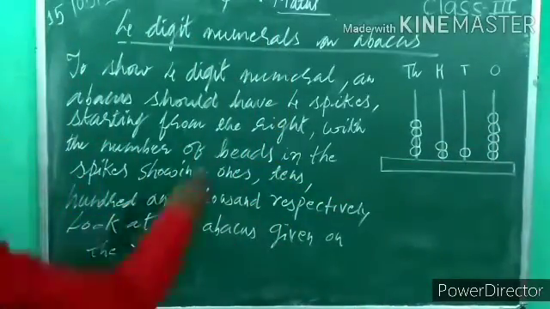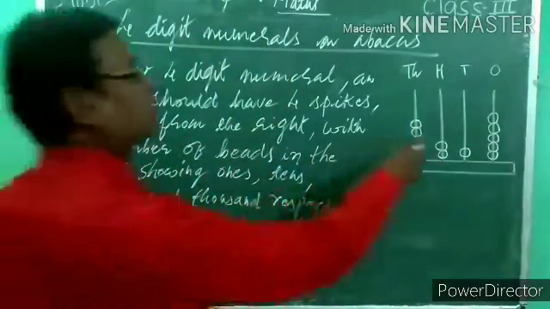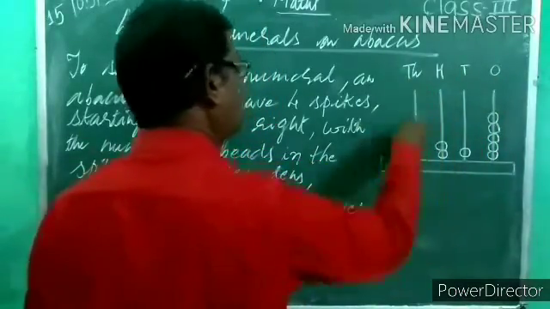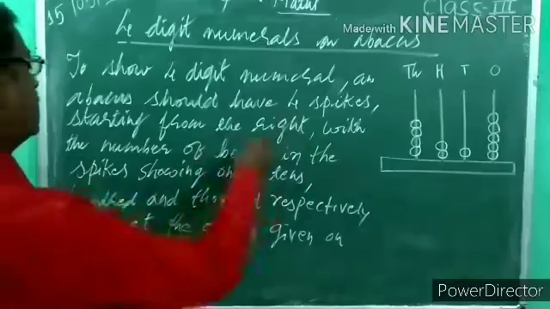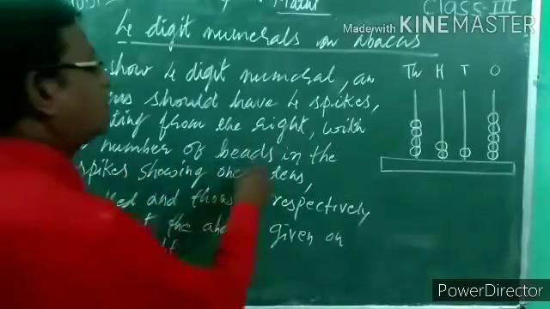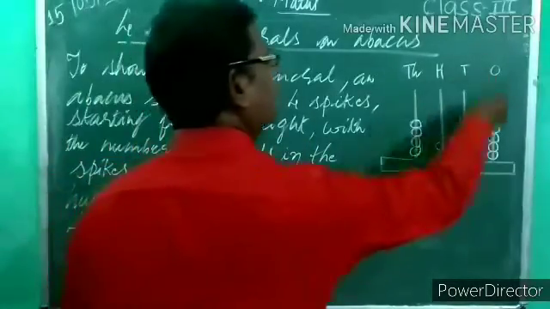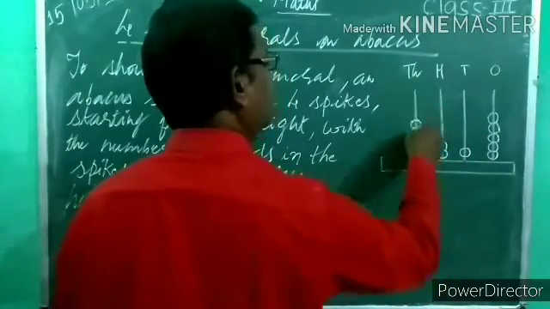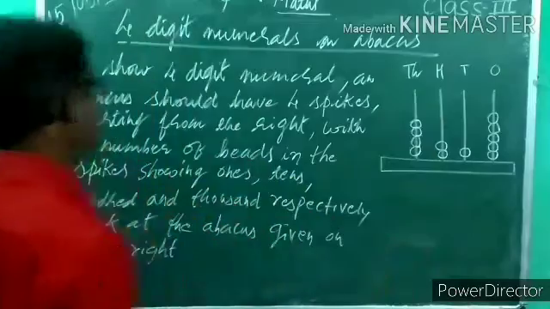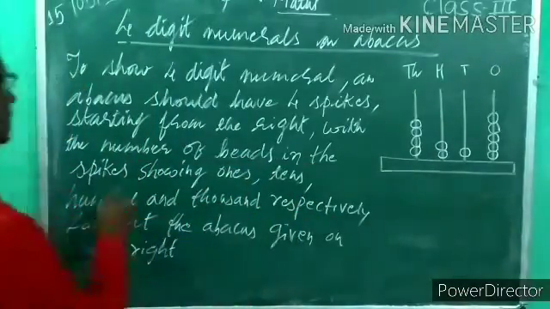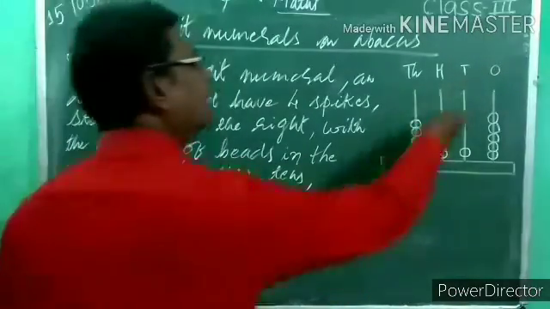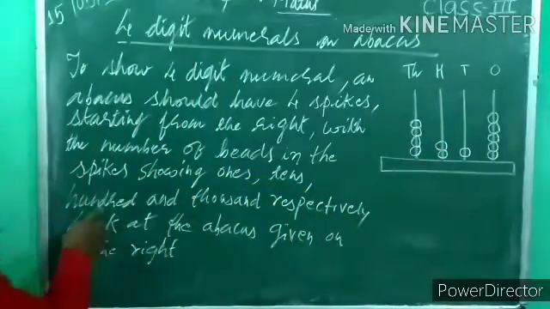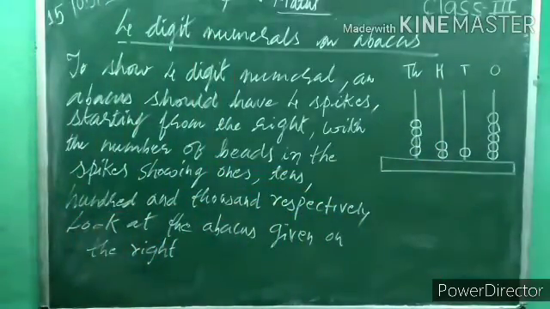4 spikes, starting from the right. Starting from the right means starting from ones, tens, hundred and what? Thousand. Starting from the right, each spike has some beats given in this diagram. For example, in this spike 4 beats are there. The number of beats in the spikes shows ones, tens, hundred and thousand respectively.